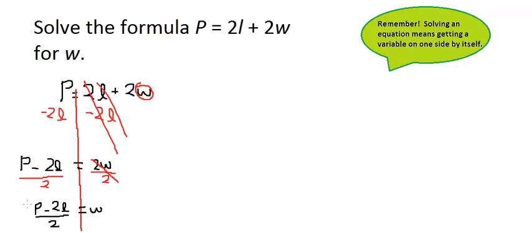So our final answer is just P minus 2L over 2 equals W. We don't have to combine it, we don't have to simplify it any more than that. This is as simple as it gets. And your final answer is just P minus 2L over 2 equals W.